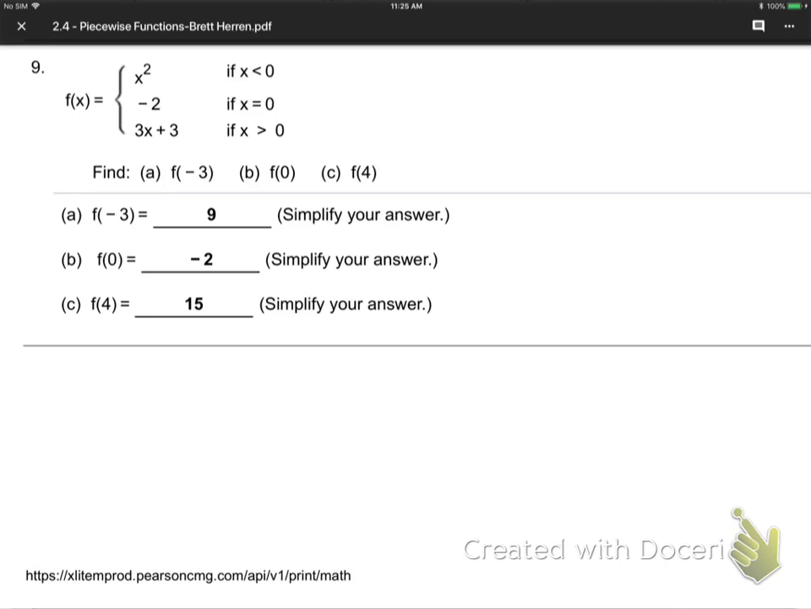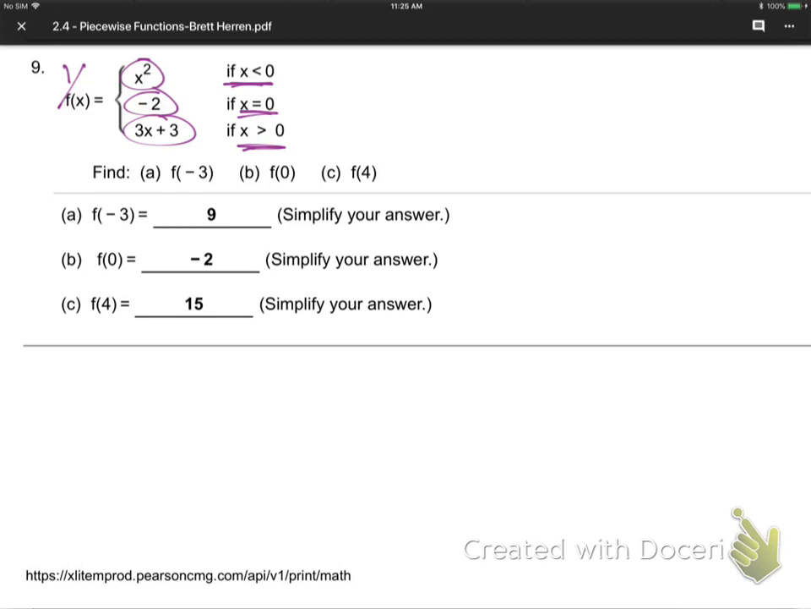Piecewise functions. So here's our first one. So basically it's a function in pieces. So how do you know which piece exists where? If x is less than 0, and this is y out here, remember, f of x, function values are y values. If x is less than 0, you use y equals x squared. If x equals 0, you just do negative 2. If x is greater than 0, you use that one. So you use different functions for different x values. Does that make sense?